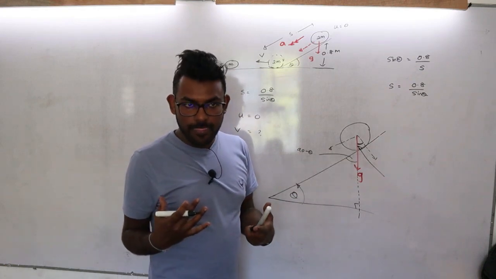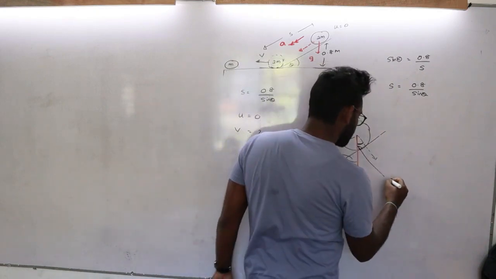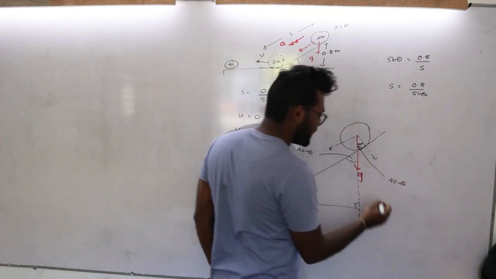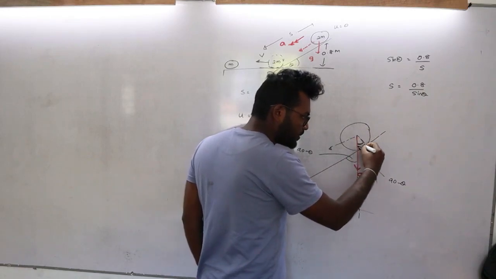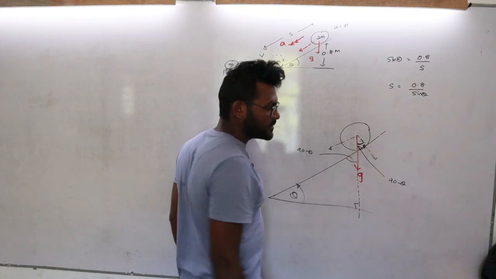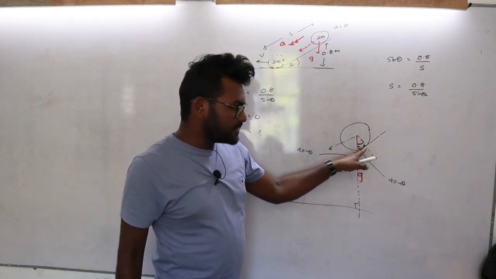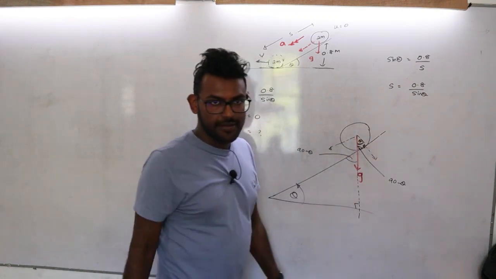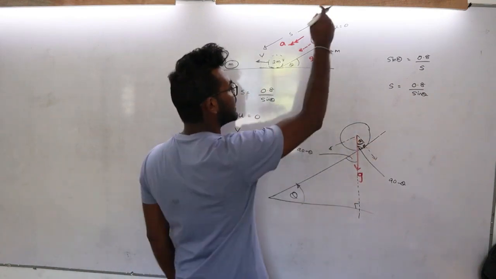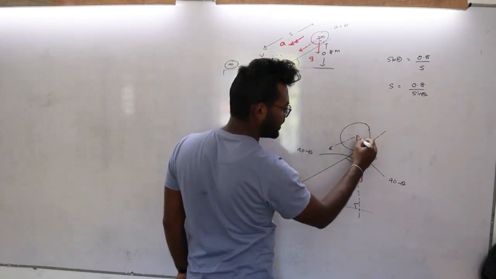Why? They are vertically opposite. Yes, they are face to face, right? So this is also 90 minus theta. If this is 90 minus theta, this is a line that is perpendicular to the surface. So what can we say about this angle then? This is 90 minus theta, this is 90, then this should be back again theta, right? That is how we are getting that theta right here.